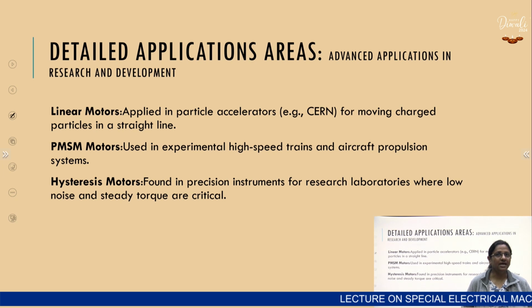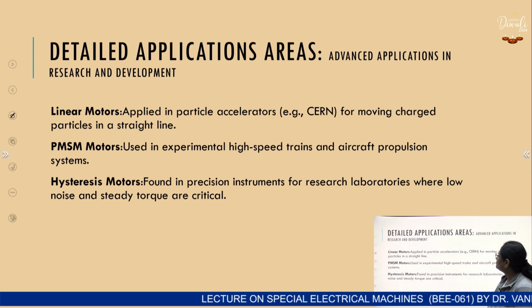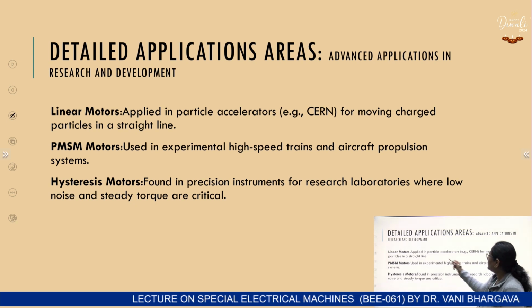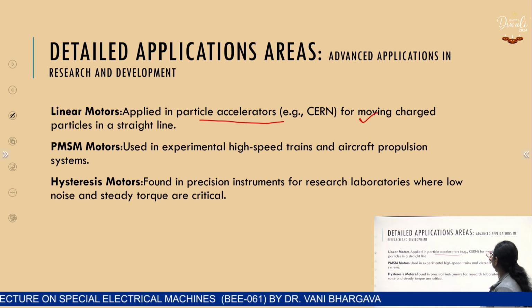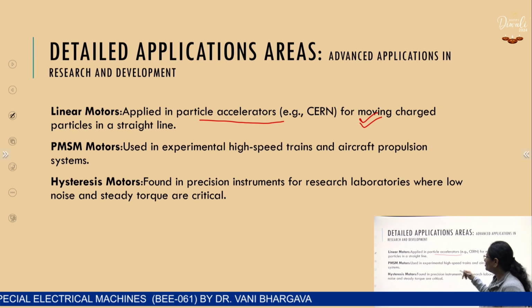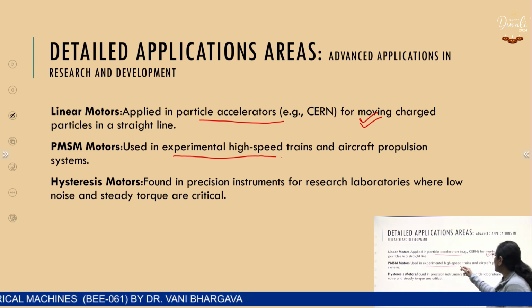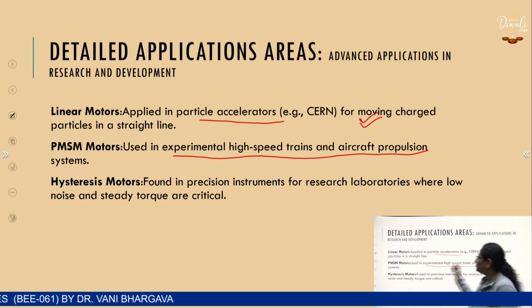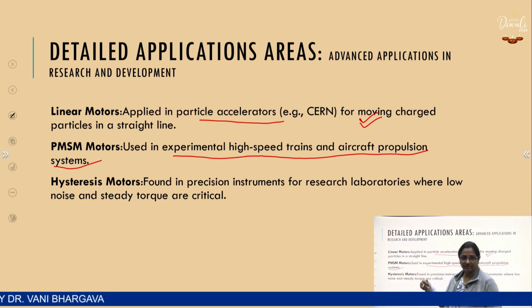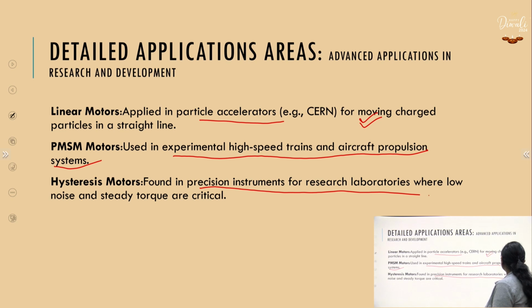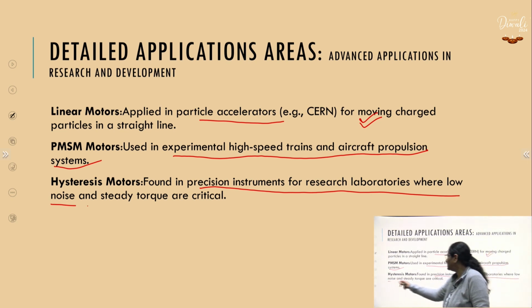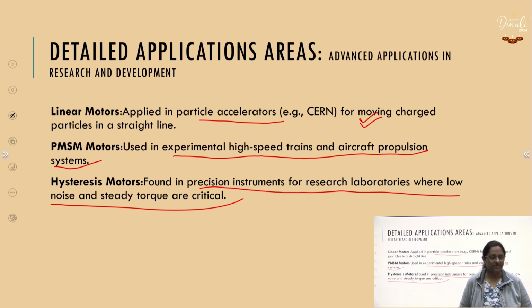Then advanced application in research and development. Linear motors are applied in particle accelerators for moving charged particles in a straight line. PMSM motors are used in experimental high-speed trains and aircraft propulsion systems under development, under research level. Hysteresis motors are found in precision instruments for research laboratories where low noise and a steady torque are critical requirements.